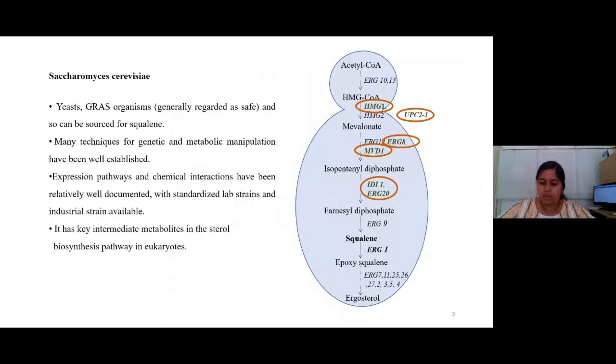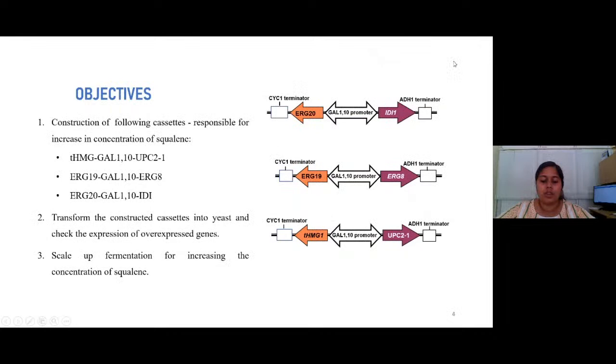The objectives of the study were first to create expression cassettes with the selected genes, and then to transform the cassettes into yeast strain SEN1D and check the squalene expression with respect to the overexpressed genes. The cassettes we created are 2-micron plasmids with a galactose-inducible bidirectional promoter with different auxotrophic selections. Towards the right, we are showing the design of the cassettes. We designed 3 cassettes with 2 genes each. So going forward, we hope to scale up to fermentation for a better concentration of squalene.